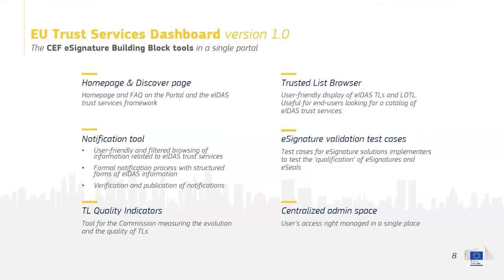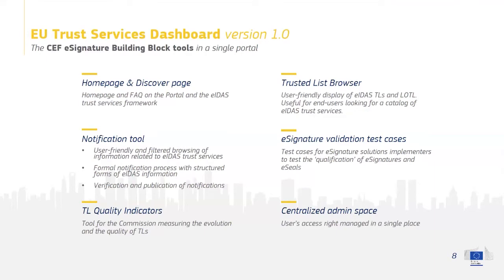Then there is also the well-known Trusted List browser. So it's a user-friendly display of the eIDAS trusted lists and the list of trusted lists, the total, which is useful for the end users that are looking, in fact, for a kind of catalog of the eIDAS trust services. So in fact, if an end user is looking for a qualified certificate to create a qualified electronic signature, he can look for providers using this tool.